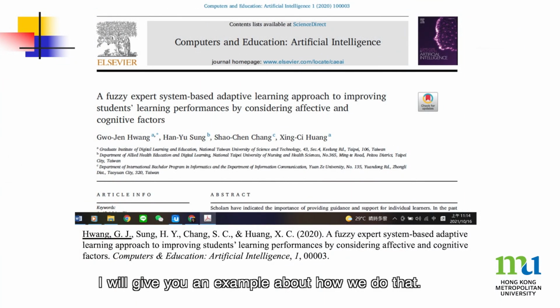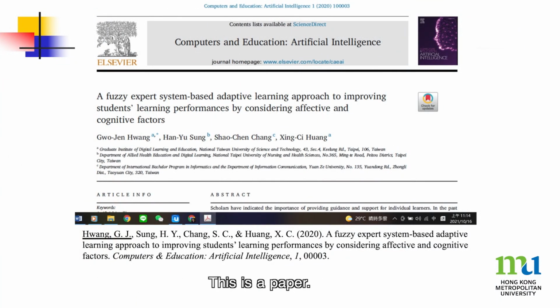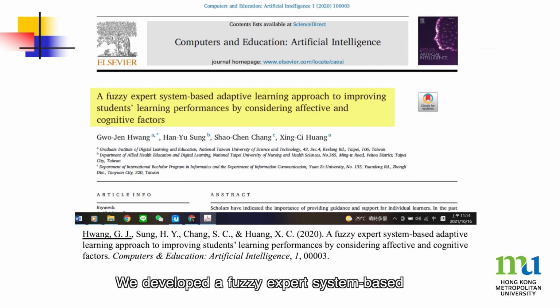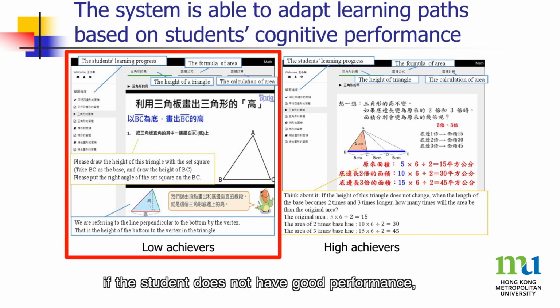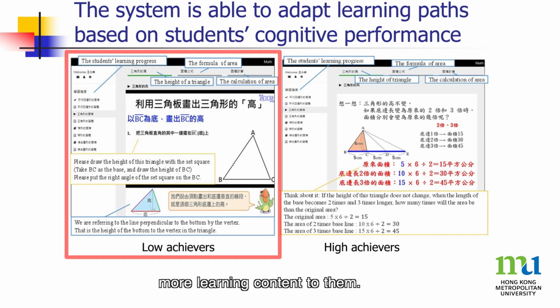I will give you an example about how we do that. This is a paper. We developed a fuzzy expert system-based adaptive learning approach. In this system, we are able to adapt the learning path for individual students based on their learning performance. For example, in one unit, if the student does not have good performance, then we try to provide more detailed learning content to them.